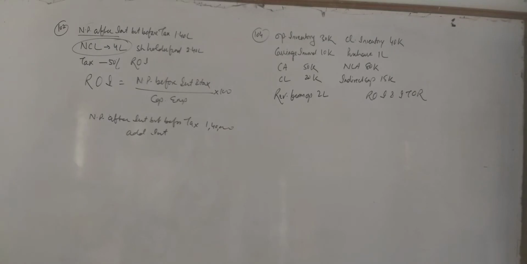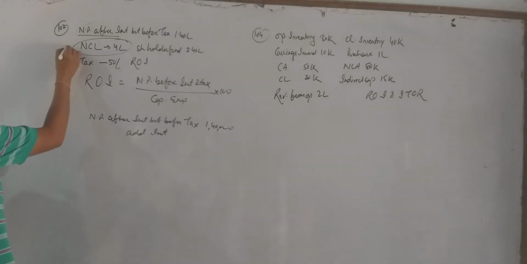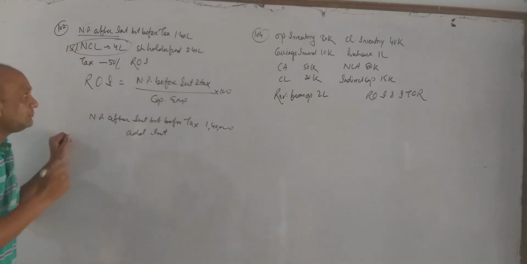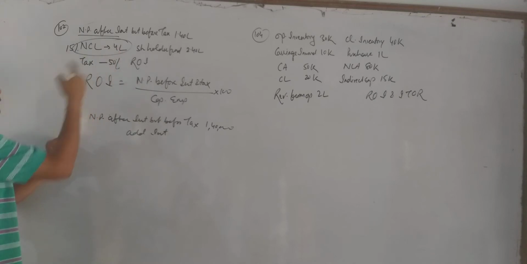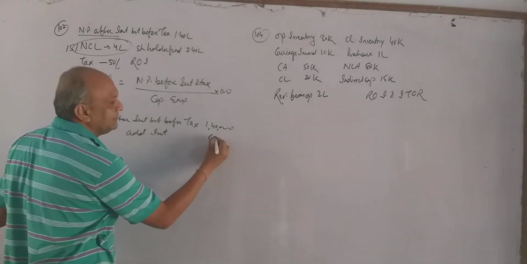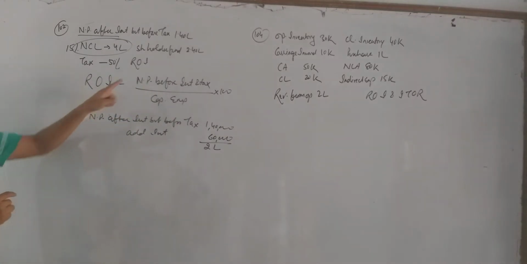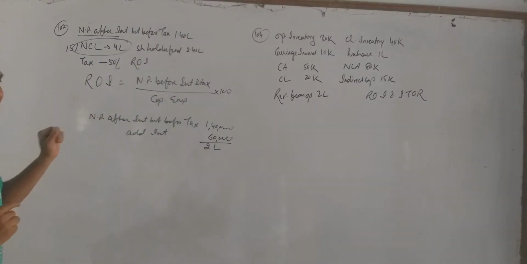Non-current liability is given to us, and this non-current liability is 4 lakh. And here it is given 15%. So 15% into 4 lakh, it becomes 60,000. So it becomes 2 lakh, my dear. One thing has come: net profit before interest and tax.